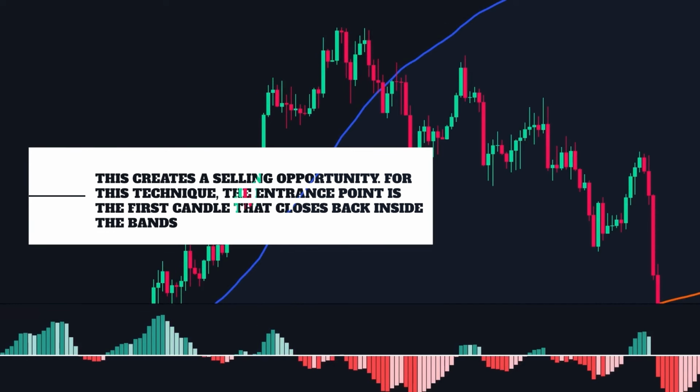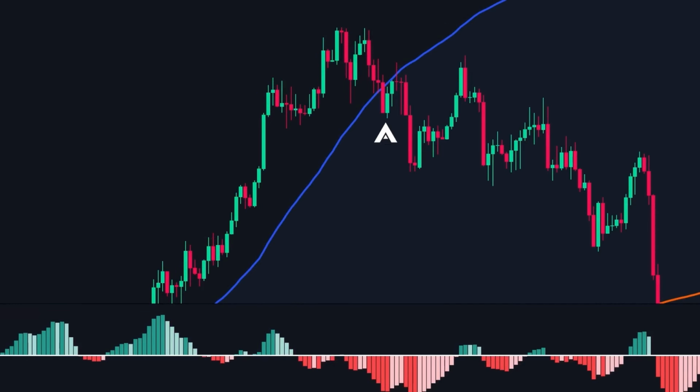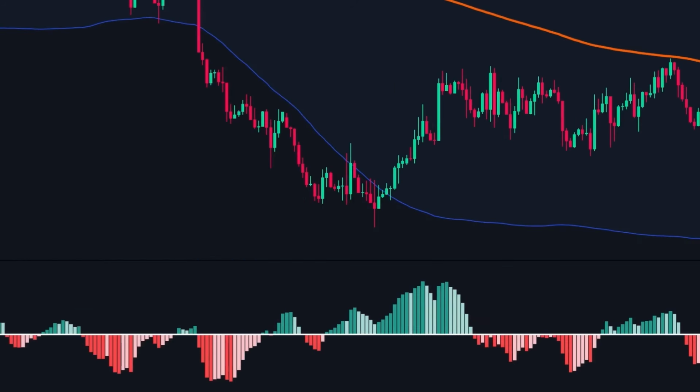For this technique, the entry point is the first candle that closes back inside the bands. This candle represents our entry point. As indicated, the price dropped significantly following our entry. Moving on to a buy trade setup.